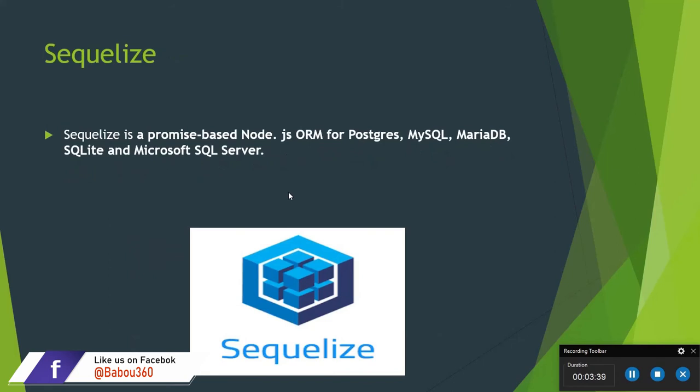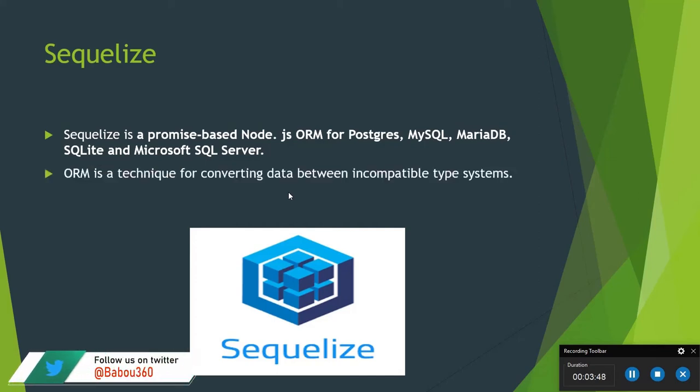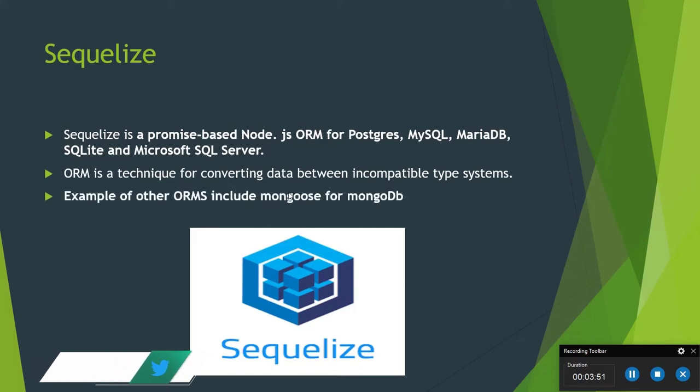And Sequelize, this is simply just an ORM for Postgres, MySQL, MariaDB, SQLite, Microsoft SQL Server. We say ORM is a technique for converting data between incompatible data systems. Examples of other ORMs include Mongoose for MongoDB. We say that because, for example, in our backend we're going to use either Postgres or MySQL, but we will not be writing MySQL commands or Postgres commands in our backend application. So we're going to use an ORM to do that for us.